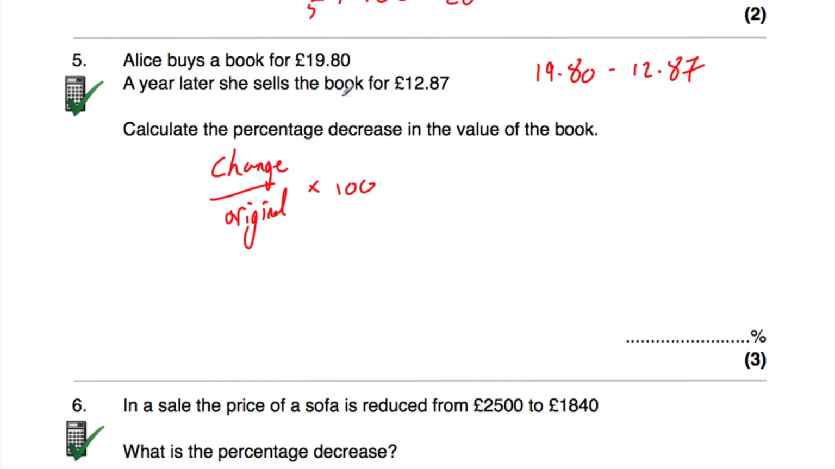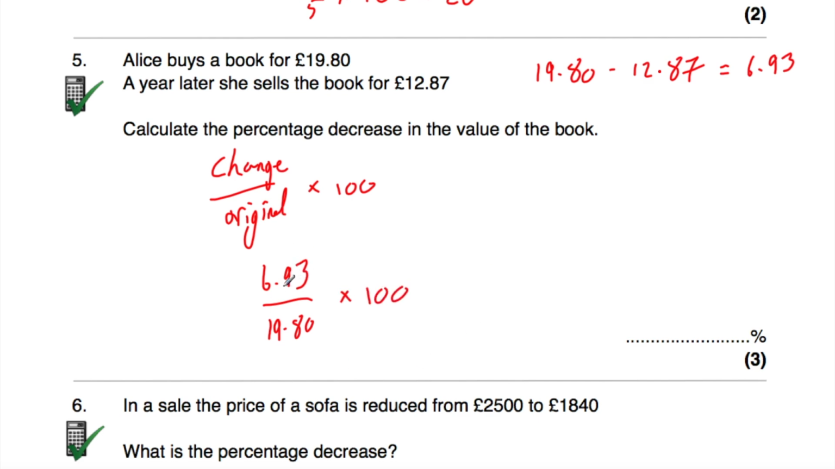What's the decrease in value of the book? So if we do £19.80, so 19.8 on our calculator, take away 12.87, that's equal to 6.93. So £6.93. So the value of the book goes down by £6.93. So the change is £6.93, that's what it goes down by, divided by the original, £19.80, and then we're going to times by 100.